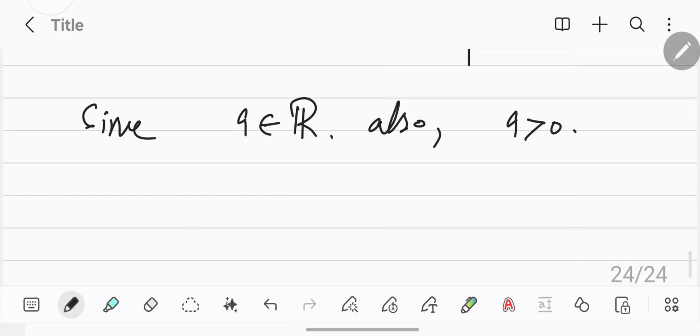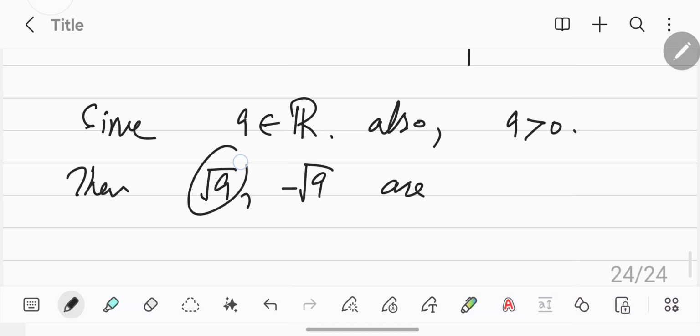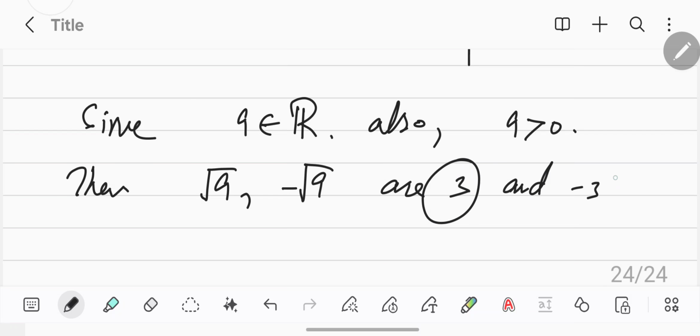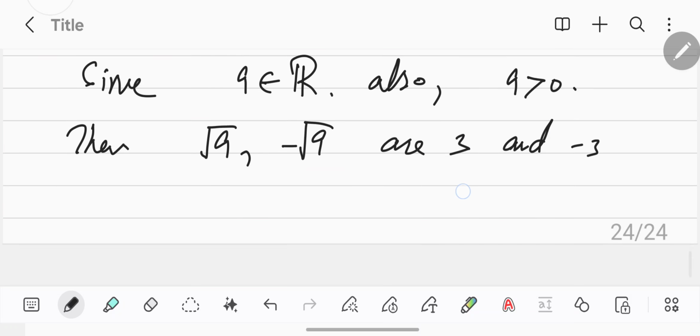Let's check. What are the square roots of 9? The square root of 9 and minus the square root of 9. What is this value? This value is 3 and this value is minus 3. They are complex numbers, but they are also real numbers.